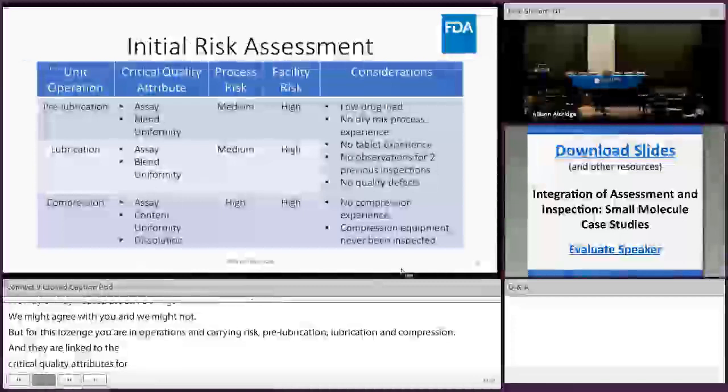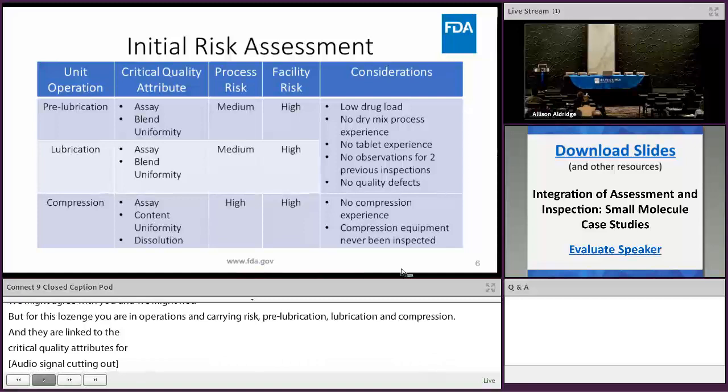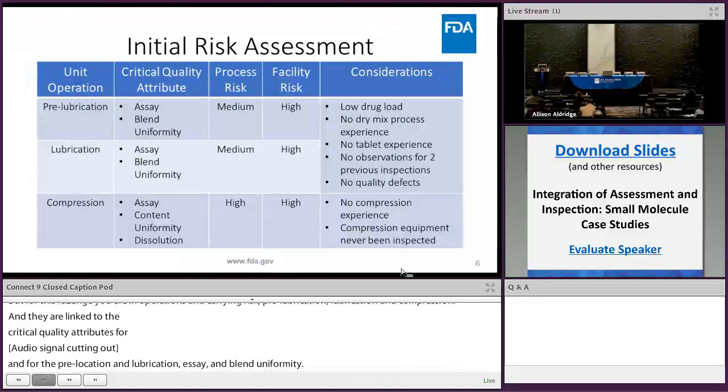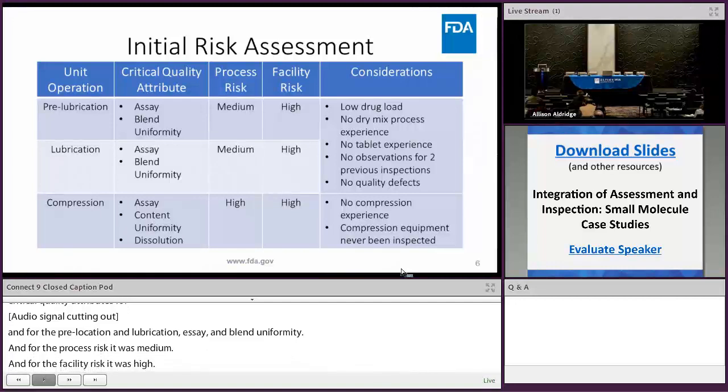And for the pre-lubrication and lubrication, it's assay and blend uniformity. For the process risk, it was medium. And for the facility risk, it was high. And if you recall what our considerations were, it's a low drug load, no dry mix process experience, no tablet experience, but there's been no observations for the previous two inspections, and there have been no quality defects.